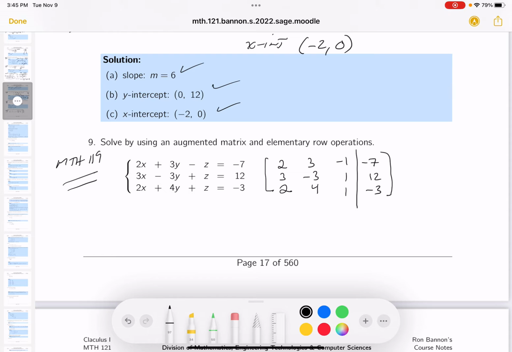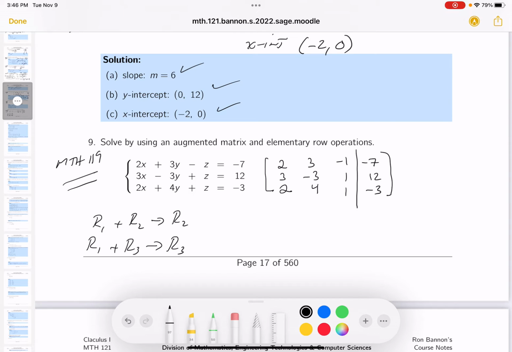Now, again, we're not learning. We're reviewing. So what am I going to do? I'm going to probably do this. I'm going to take row 1 and add it to row 2, and I'm going to give it to row 2. And I'm going to take row 1, add it to row 3, and give it to row 3. All right, now what does that look like?